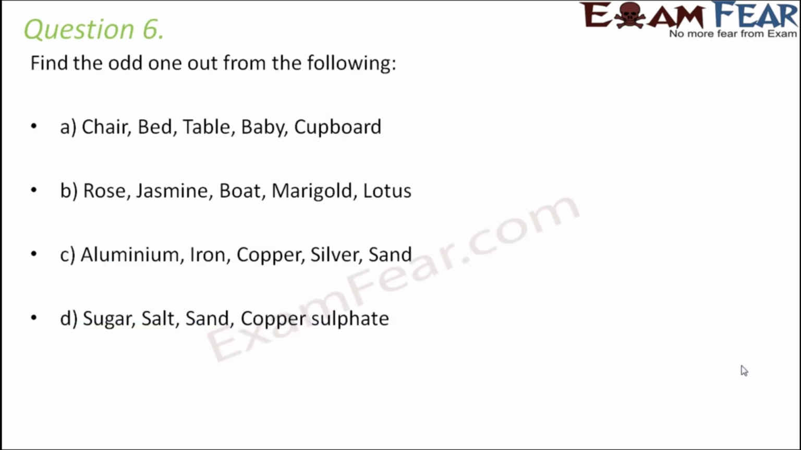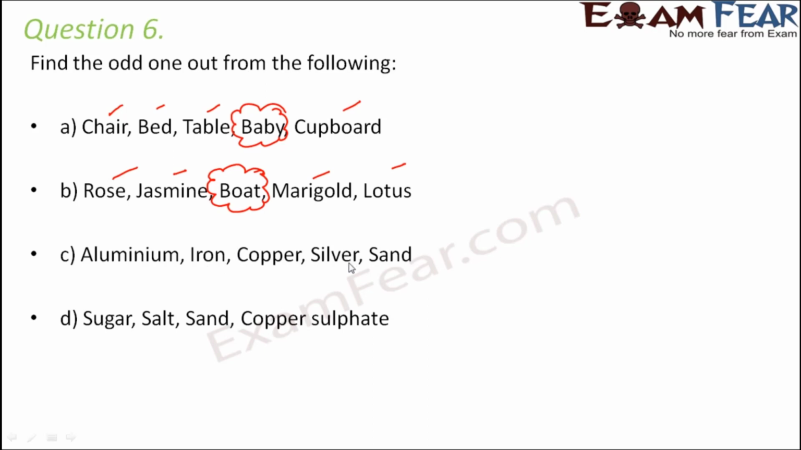Question number 6. Find the odd one out from the following: chair, bed, table, baby, cupboard. If you look at it, all of these are furniture. All of these are non-living substances except the baby. Baby is living. So baby is the odd one out. Rose, jasmine, boat, marigold, lotus. These are all flowers: rose, jasmine, marigold, lotus. So boat is the only odd one out.